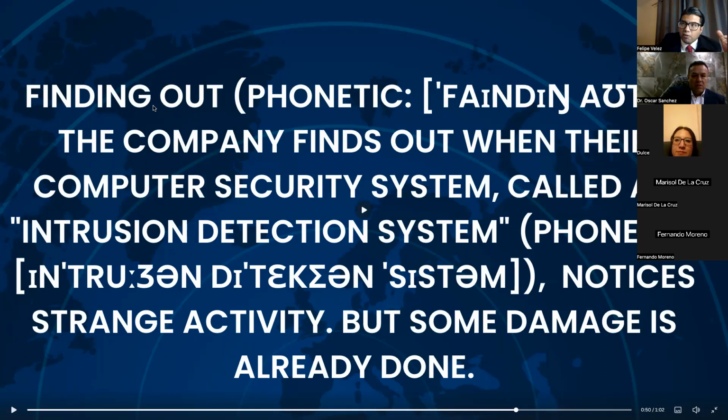¿A qué llegó el problema? The company finds out when their computer security system, la compañía encuentra que su sistema de seguridad detectó un intruso, hubo una detección intrusa. Notices strange activity, nota actividad extraña. Por lo tanto, but some damage is already done. Pero algunos de los daños ya han sido hechos.